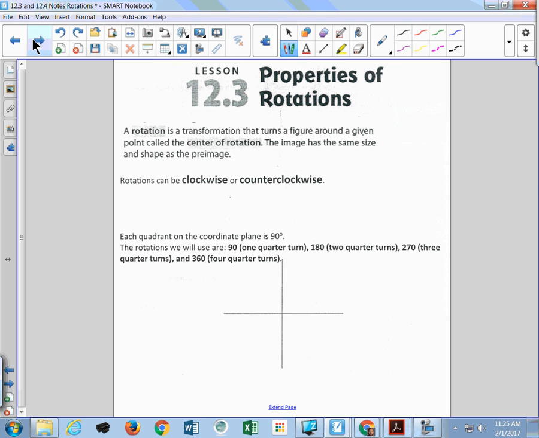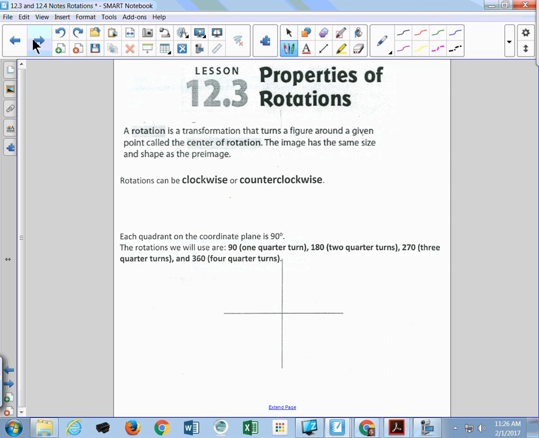Go to the first page of the notes. All right, 12.3, rotations. A rotation is a transformation that turns a figure around a given point called the center of rotation. The image has the same size and shape as the pre-image. So nothing's changing shape or size. It's just changing where it is on the coordinate plane, just as it was in reflections and translations. So the images are congruent.